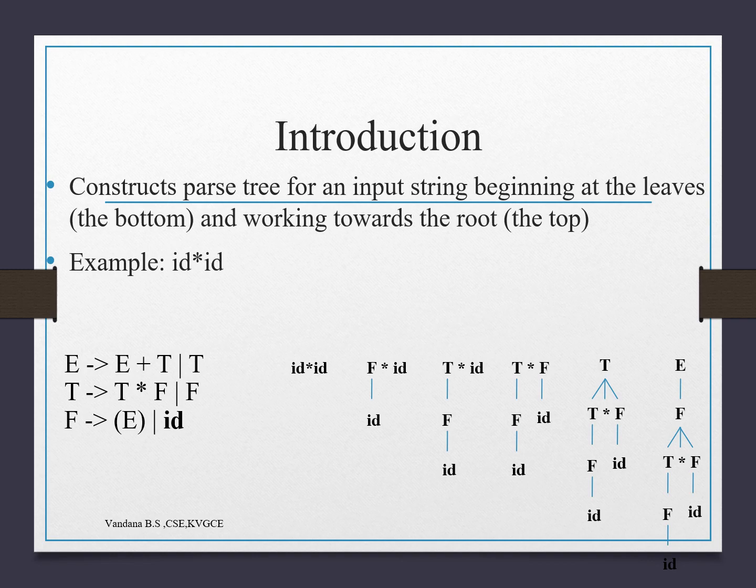So the concept is the decision. We have to take a decision during bottom-up parsing. What is the decision? When to reduce and what production to apply as the parsing proceeds. This is the question, and we'll discuss this concept in the next few slides.